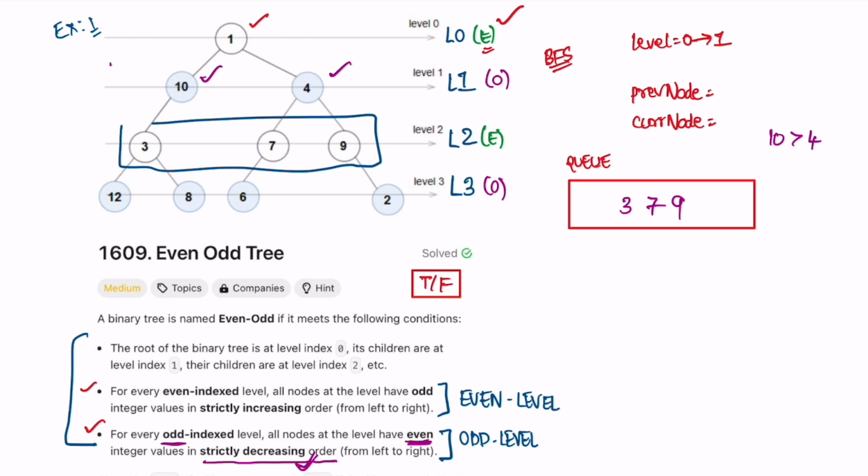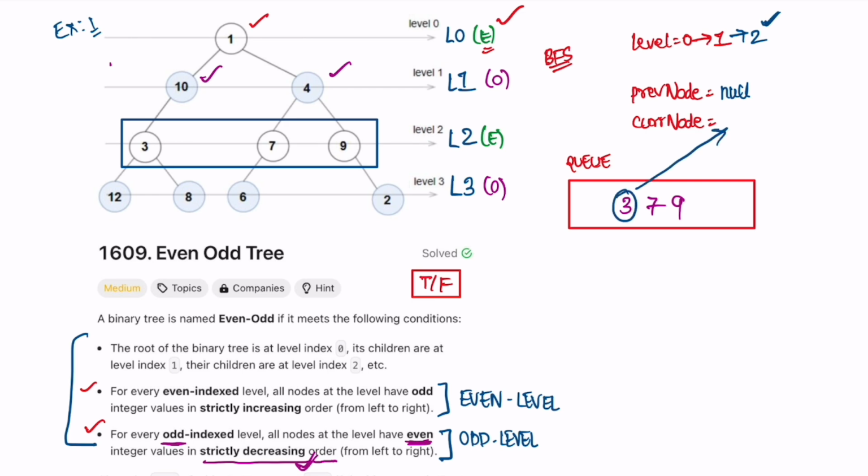So we are at this level now. And using this level variable, you check if it is an odd level or even level. And for every level, we reset back previous to null, so that we can start new level comparisons. Now take the top element, 3, so that will be current. So pop it. So 3 is the first element, and check if it is odd. Yes, it is odd because we are at even level.